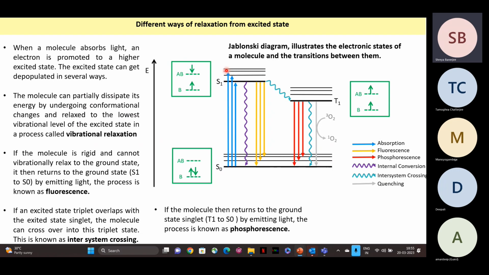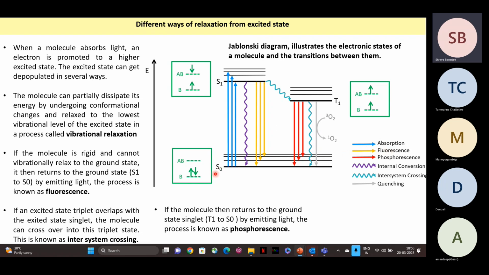Suppose it goes to the third vibrational level. When it comes down from the third to the second, second to the first, that is called vibrational relaxation. So transition within the vibrational levels is known as vibrational relaxation. Then when it comes to the lowest vibrational level of S1, it can relax back to S0 in a process called fluorescence. When it is coming down from S1 to S0, it is emitting electromagnetic radiation, and this process is called fluorescence.